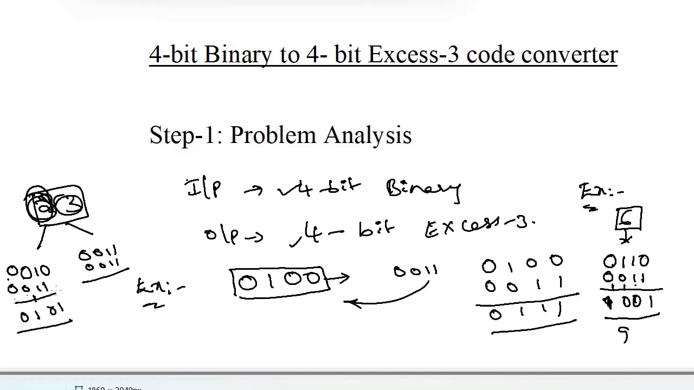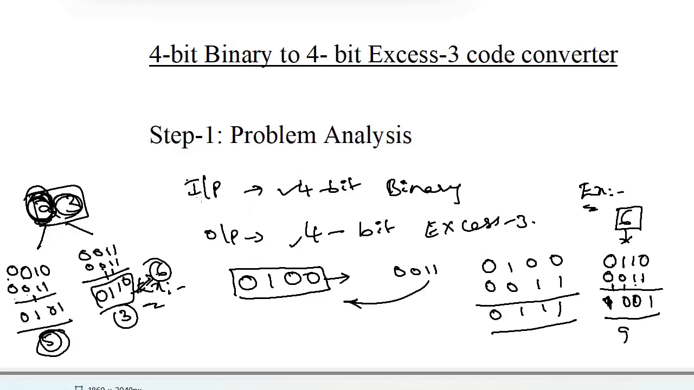In the same way, for decimal 3, the XS3 value is 1 plus 1 is 1 0, again 1 plus 1 plus 1 is 1 1, 1 is a carry, sum is 1, 0 plus 0 plus 1 is 1, 0 plus 0 is 0. So the XS3 equivalent value for decimal value 3 is 6. In the same way, for decimal value 2, its equivalent XS3 value is 5. That is the representation of binary to XS3 conversion.